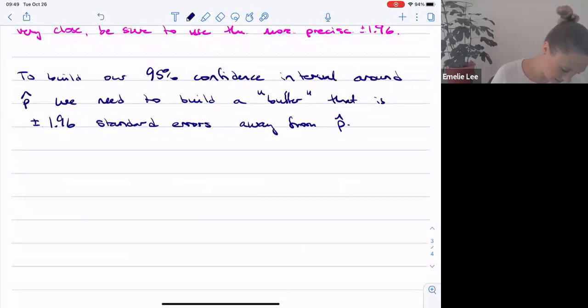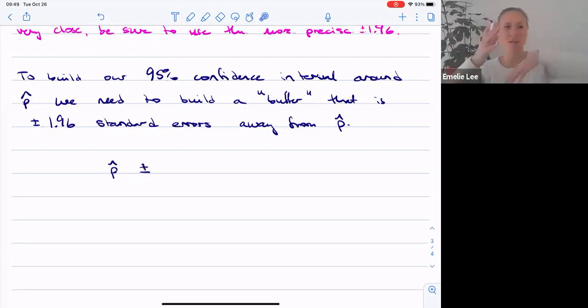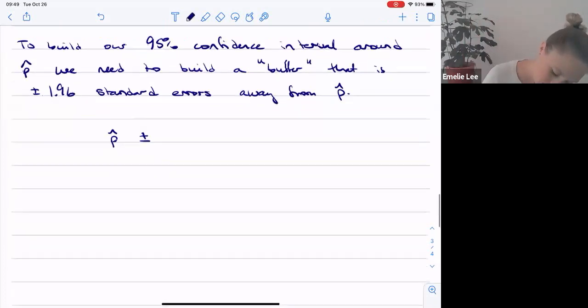So what we get is p hat plus minus, because the plus moves us up and the minus moves us down. So typically we do the minus first and then the plus, but just typical convention, we use plus minus. So that builds this buffer around p hat. Plus minus 1.96 times the standard error of p hat.